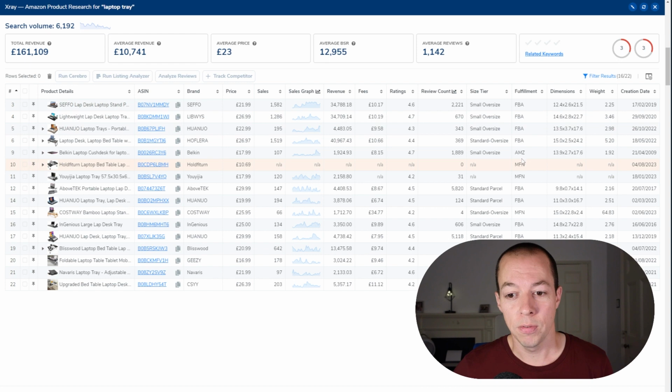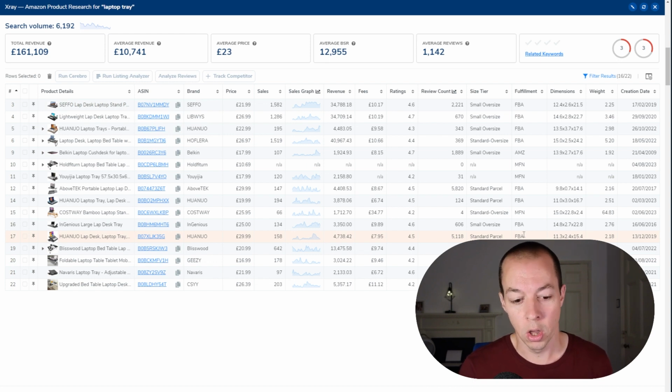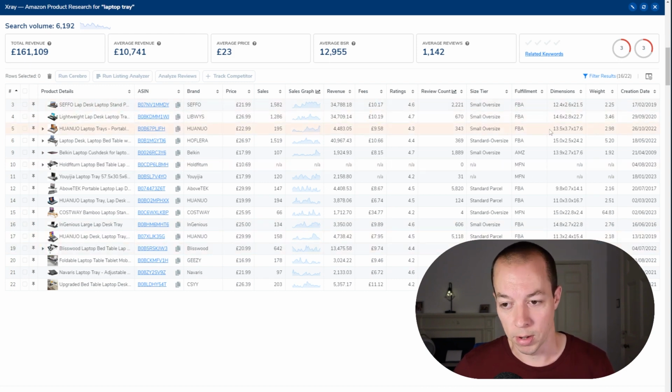Now, fulfillment, if you see a lot of MFN in here, which is basically fulfilled by merchant, sometimes that means the product is particularly heavy or large, or you're not allowed to sell it on Amazon in the first place. So see that as a red flag. You always want to see a good mixture of FBA sellers mixed in the search results. Dimensions and weight, we've already covered with the risk of the dimensional weight, so always check that.